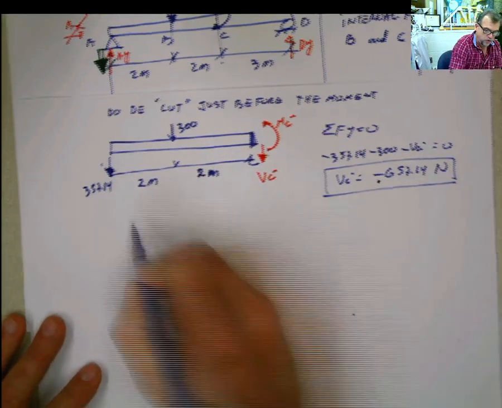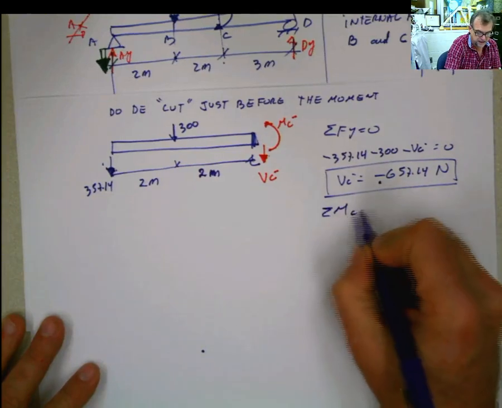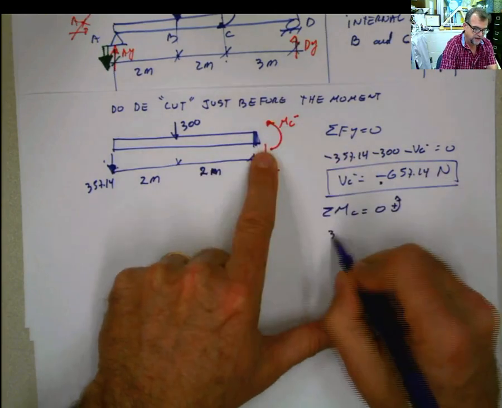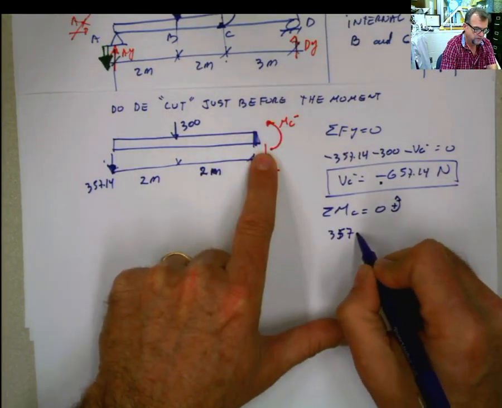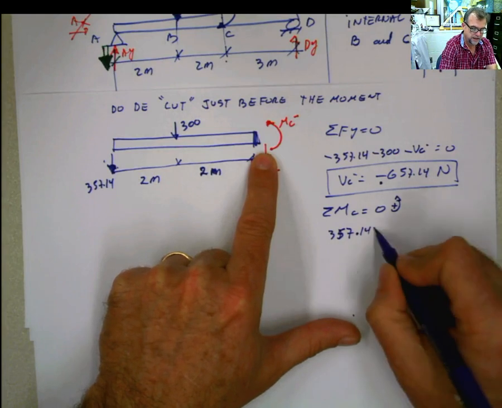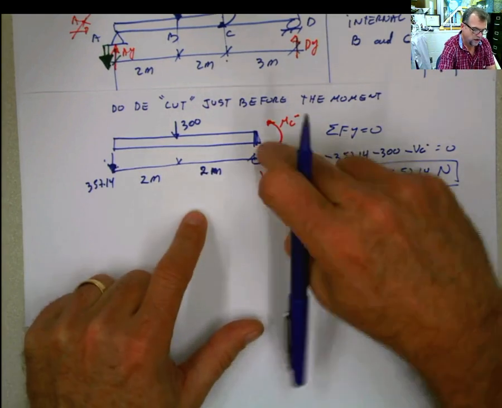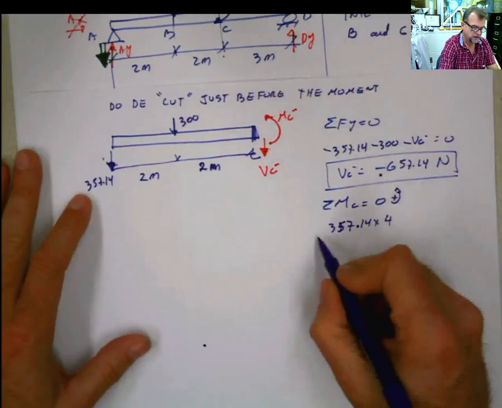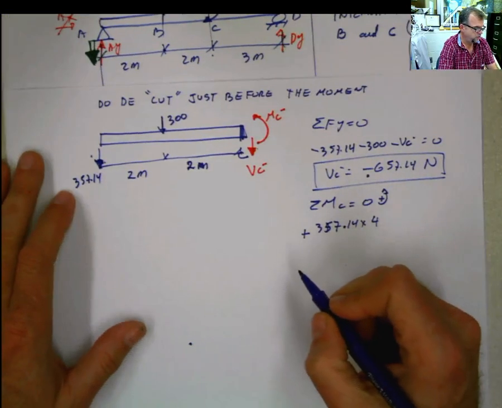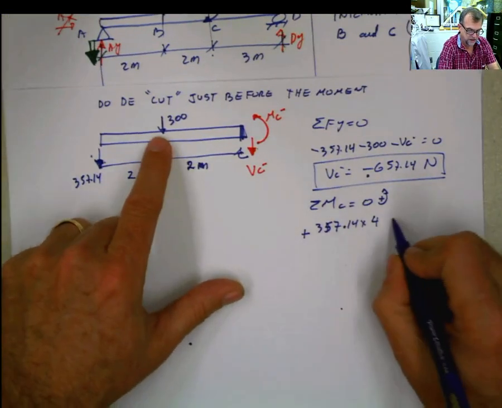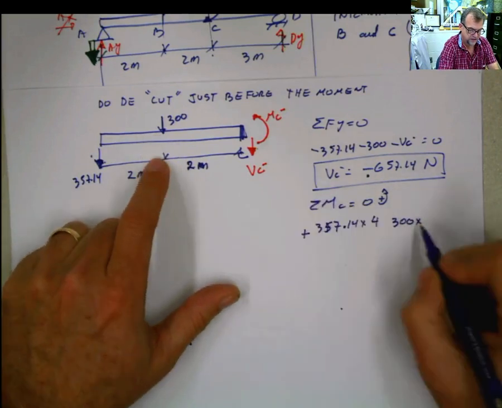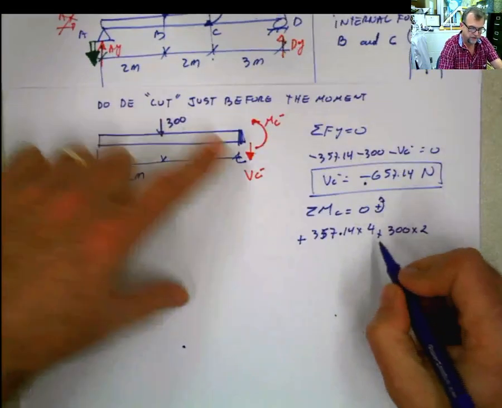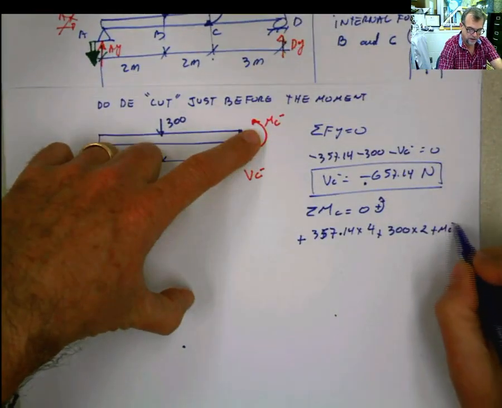Now, you do summation of moments at C equals 0. What do I do there? I have 357.14 times the distance, which is 4. If I put my finger here and apply my force, this is going to rotate in this way, and according to this, this is positive. Now, what else? You come here and say this 300 times this distance is 2. Same thing, apply the force, rotates in this way, positive, plus MC equals 0.